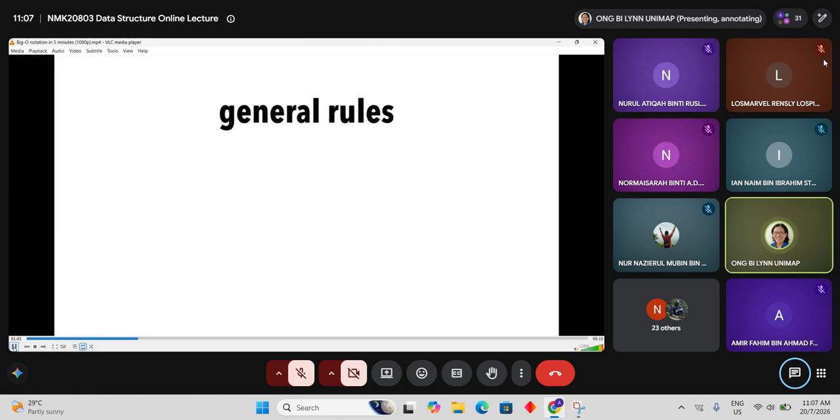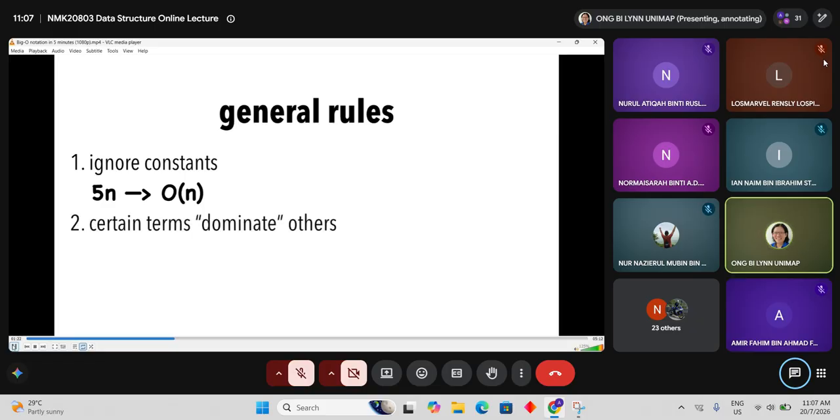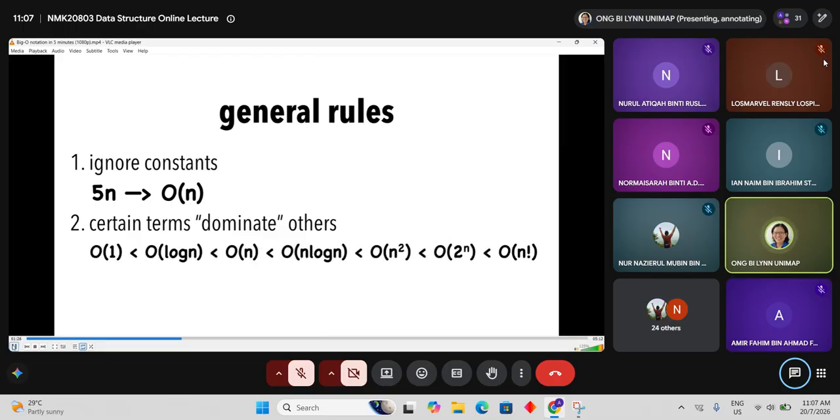Let's talk about a few rules. First, Big O notation ignores constants. For example, if you have a function that has a running time of 5n, we say that it runs on the order of Big O of n. This is because as n gets large, the 5 no longer matters. In the same way, as n grows, certain terms dominate others. Here's a list, but I'll show you a visual on the next page.